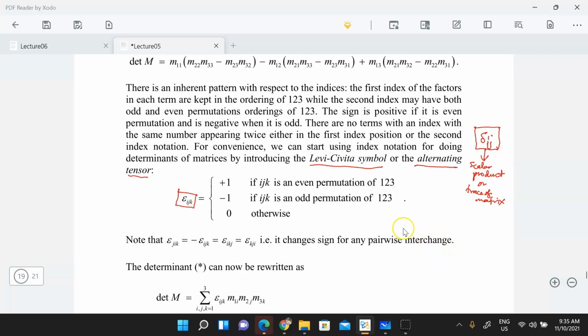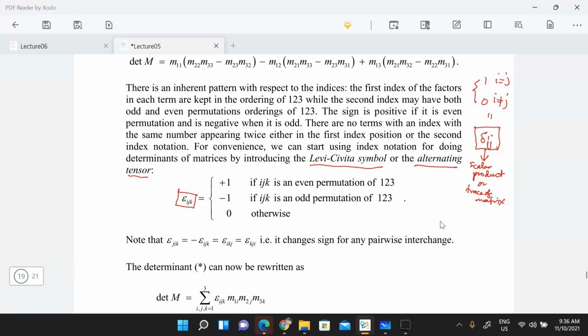Okay, so what is this epsilon ijk? Just like your delta ij was given as 1 if i equals j, and if i is not equal to j it's 0. You have a similar kind of thing happening here where your epsilon ijk is going to be either 1 or minus 1 or 0. So you have this additional thing, minus 1, here. It equals plus 1 when your ijk is an even permutation of 1, 2, 3. Now, what do I mean by that?